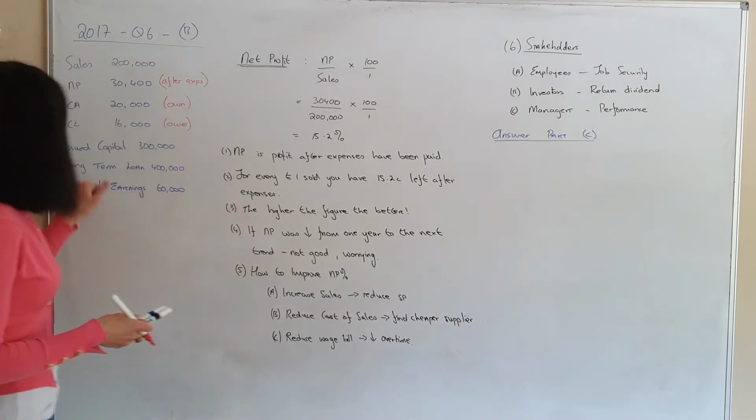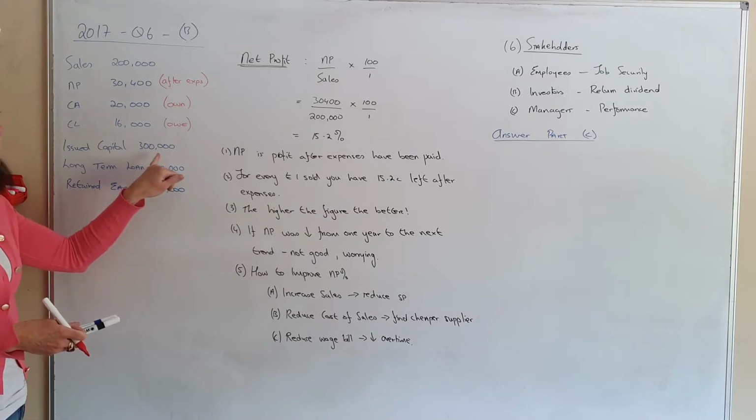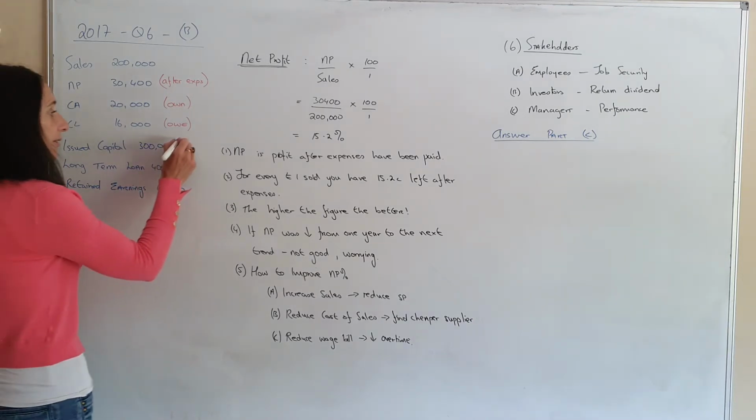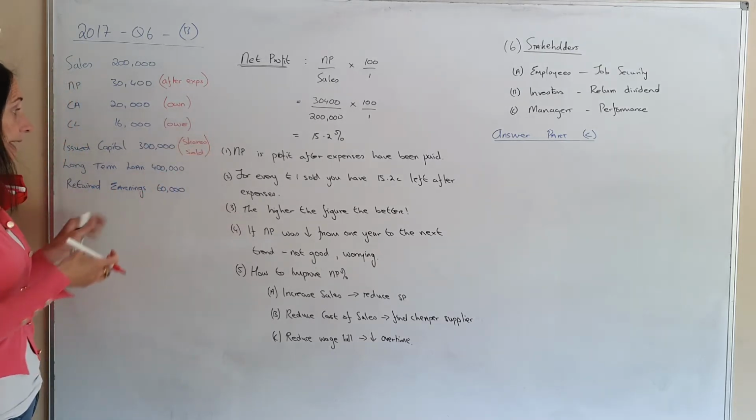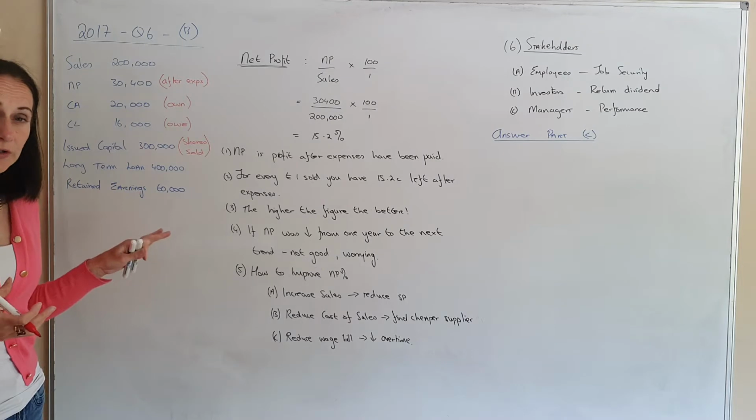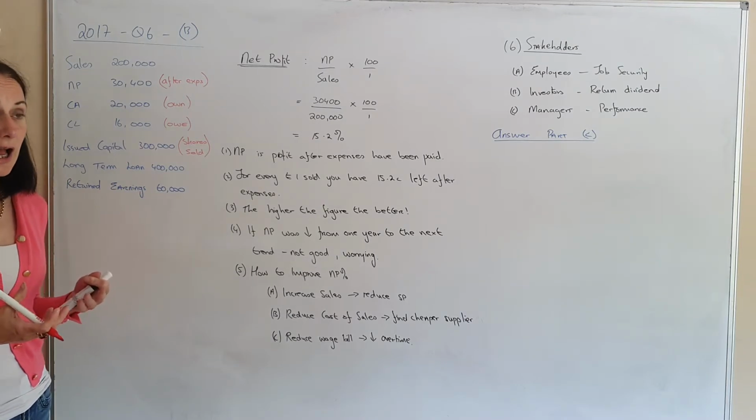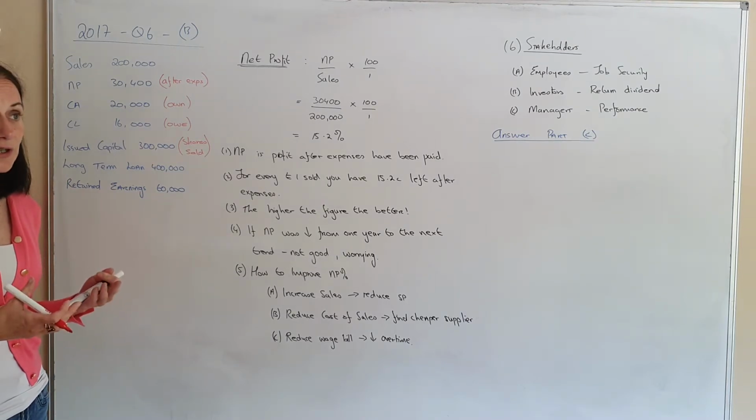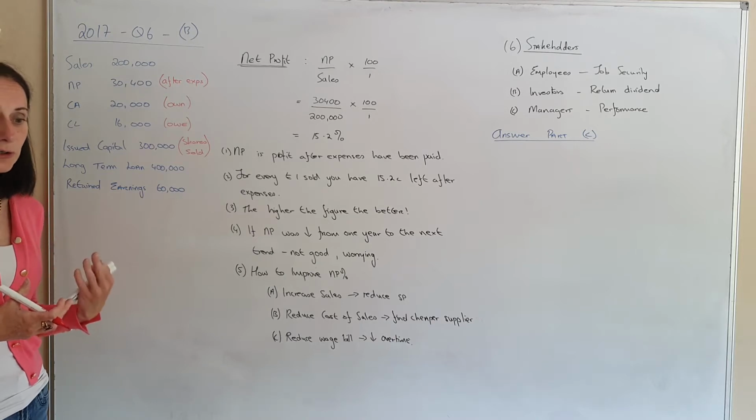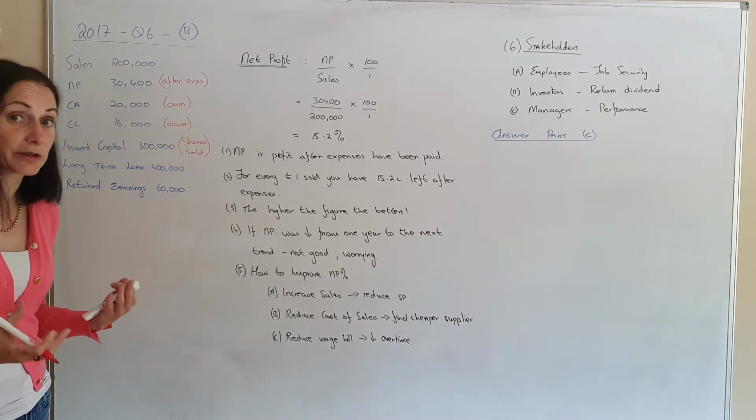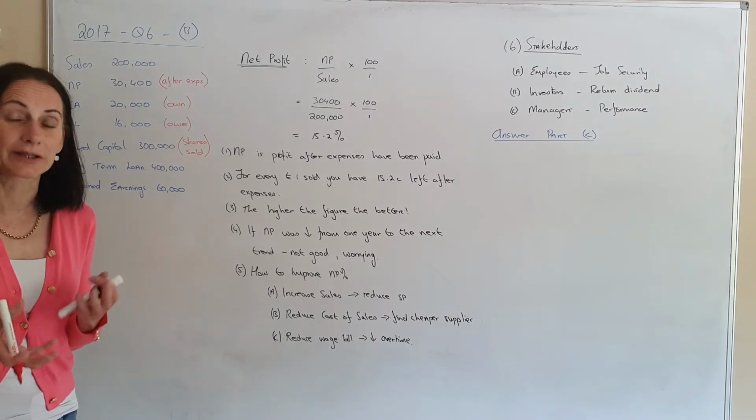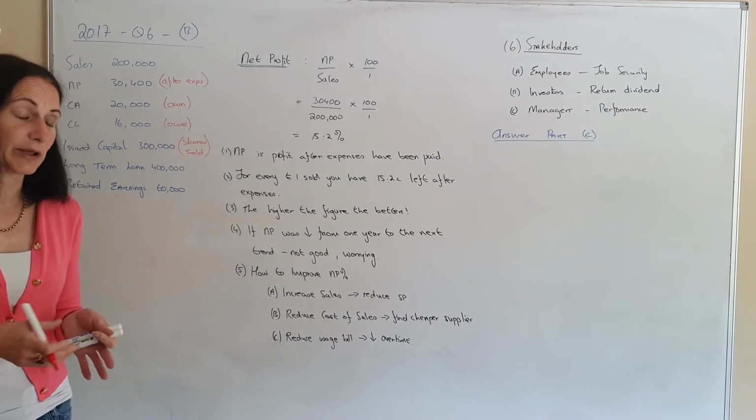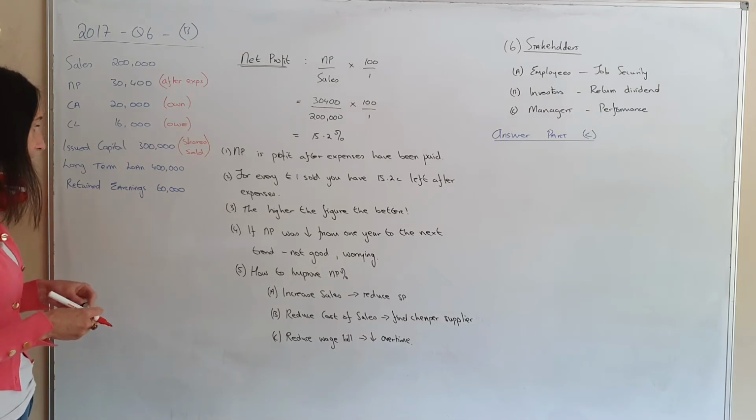Issued capital, this means these are the shares that you've sold. So this particular business has sold 300,000 shares. So that means there's 300,000 people that have shares, if there's one share per shareholder, or there might be only 3 shareholders and they might have 100,000 euros worth of shares each. We don't know how that's broken down, but we do know there's been 300,000 shares sold.